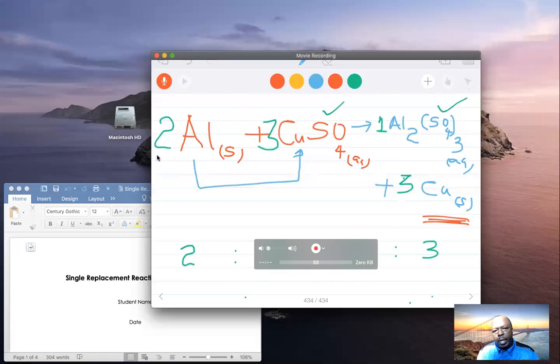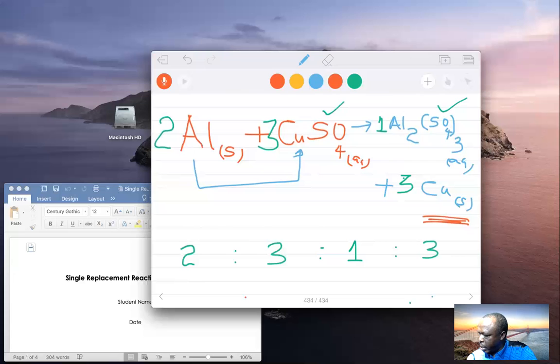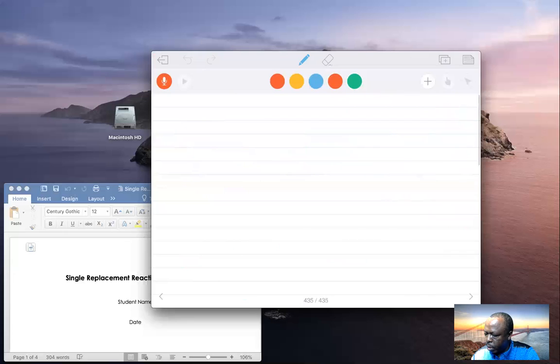The coefficient in the balanced equation does not tell us that 2 grams react with 3 ml. No, this is the mole ratio. So at this point, the objective for this lab is to find how many grams of copper will be produced. We need to know this so that we can compare the theoretical and the experimental.